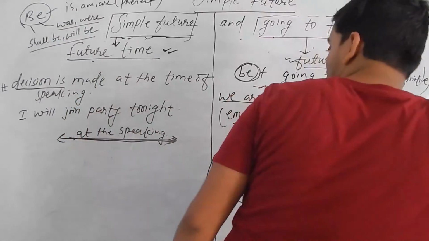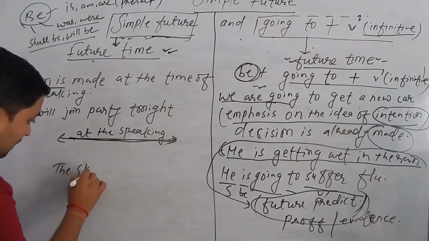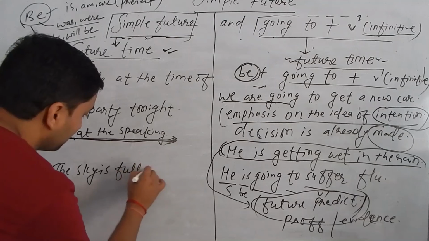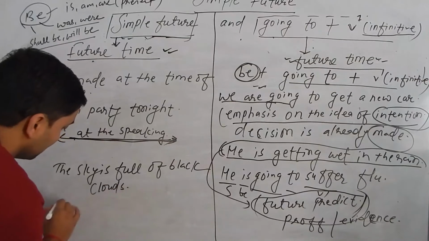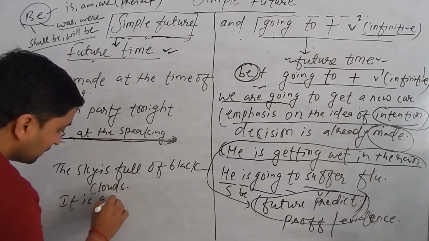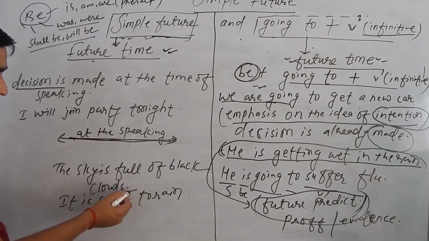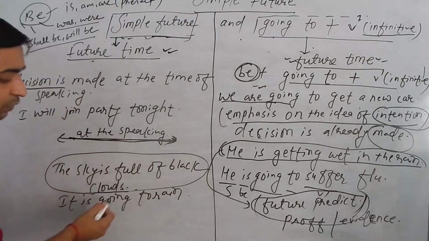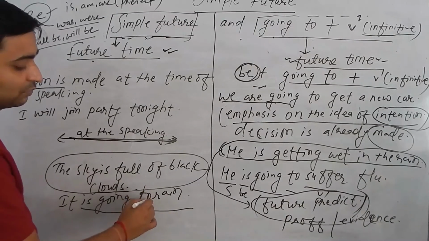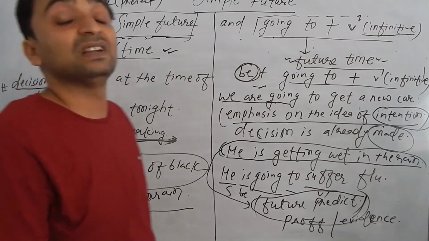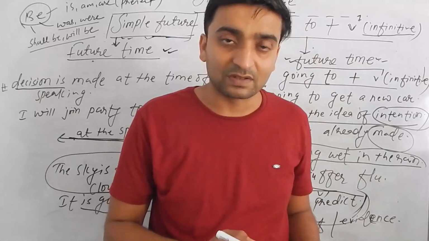You can see another example also. Like the sky is full of black clouds. It is going to rain. So here also, the sky is full of black clouds, it is totally a proof or evidence. That's why going to plus B1 is used. That is all about the differences between simple future and going to plus B1 and its uses. Thank you very much.